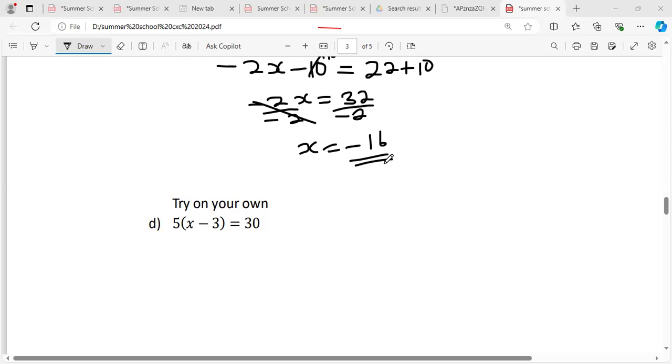So the bracket means to multiply. So I'm going to multiply. So it's going to be 5 times x, which is 5x. 5 times negative 3 would be negative 15. And then that must equal 30. So we know what to do from here. We add 15 to both sides. That's not hard, guys.